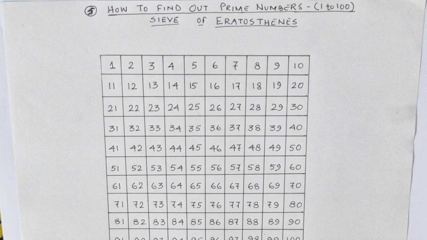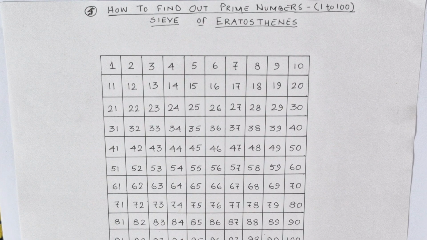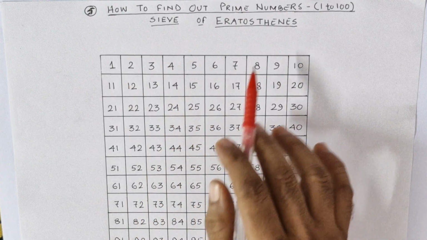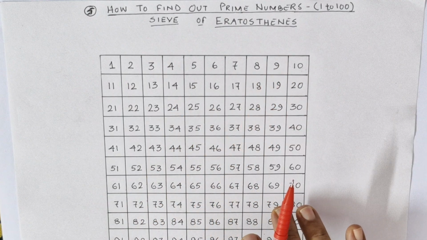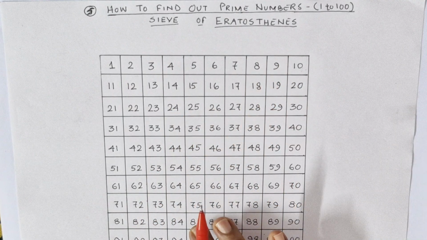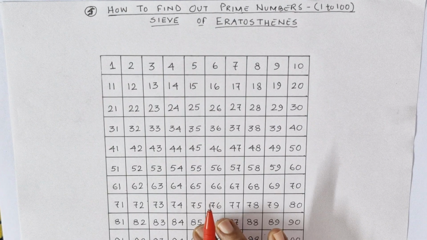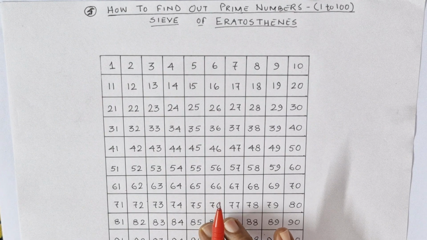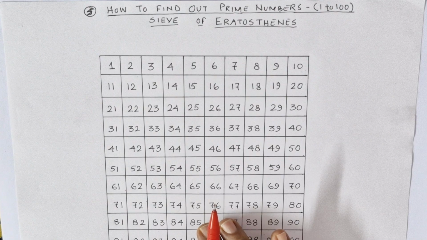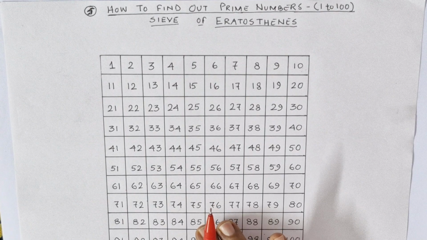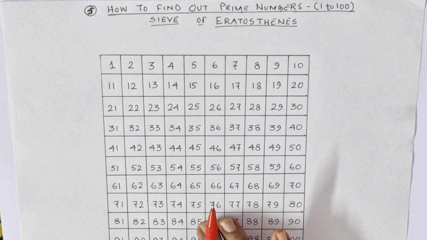Today's topic is how to find out prime numbers between 1 to 100 using the Sieve of Eratosthenes. So, let's get started. Now, who was Eratosthenes? He was a Greek mathematician who developed a method of finding prime numbers between 1 to 100. Now, you can also try this at home.